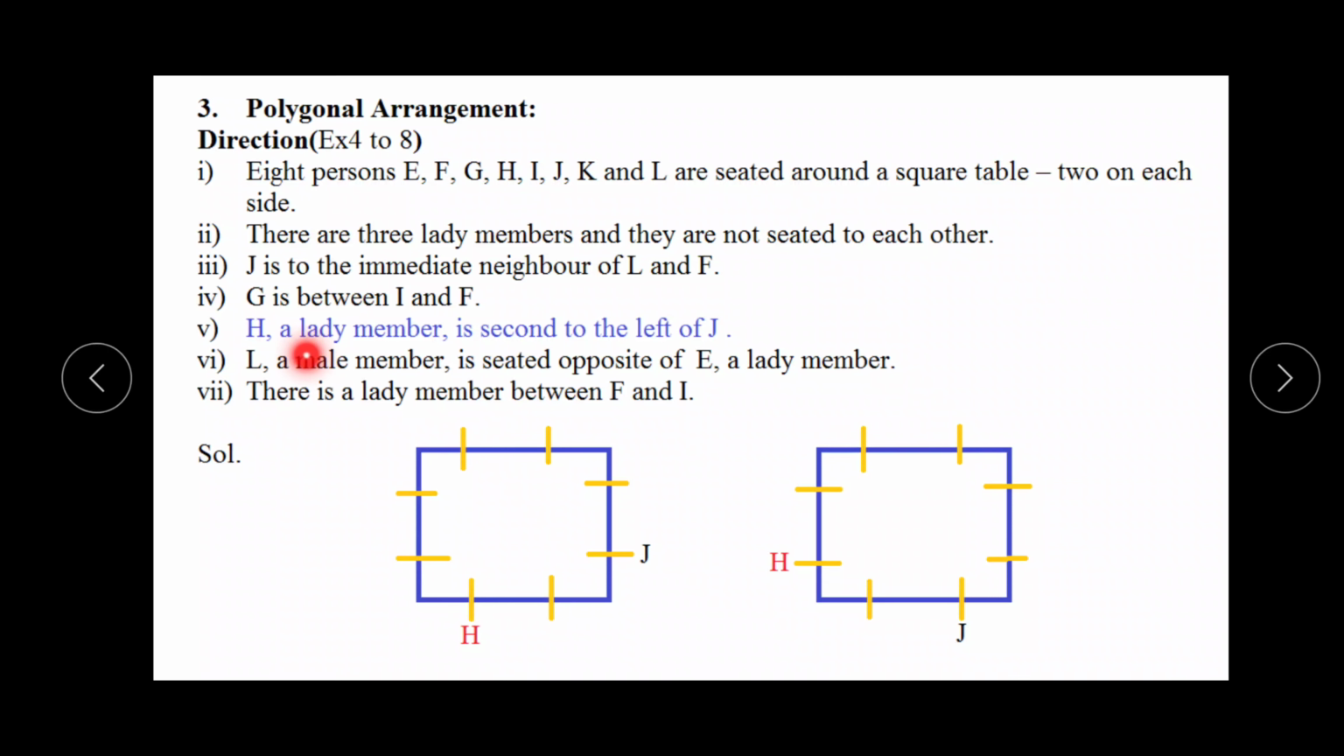The first is: H, a lady member. We will check this information. H, a lady member, is second to the left of J. This is the fix. It means wherever J is, second to the left of J there is H, and that is a lady member. So on each side there are two types of possibilities for J. J can be on the left side of any side, and J can be on the right side of any side. First we will take the left side, and in the second we will take the right side of any side. This is the difference between them.